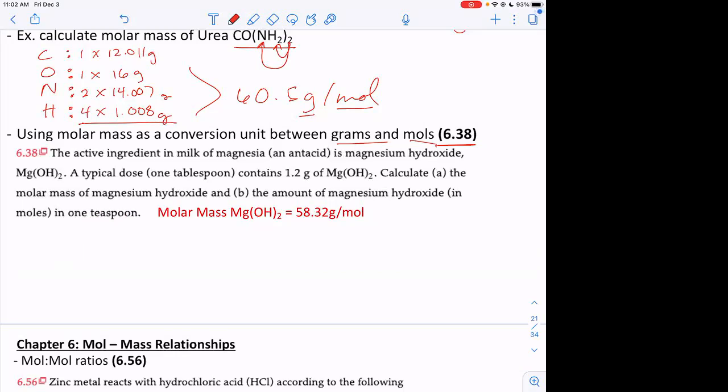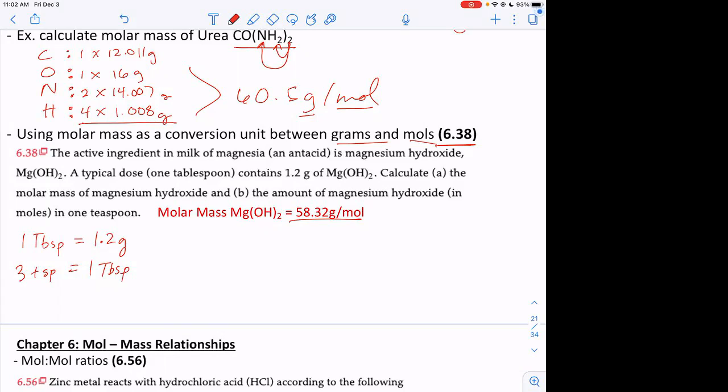There are some relationships here. 1 TBSP, that's a tablespoon, contains 1.2 grams of magnesium hydroxide. Anybody know how many teaspoons are in a tablespoon? Yeah. 3 TSP, that'll be teaspoon, is equal to 1 tablespoon. And then we have this relationship here, 58.32 grams per 1 mole. So we're trying to get number of moles here.